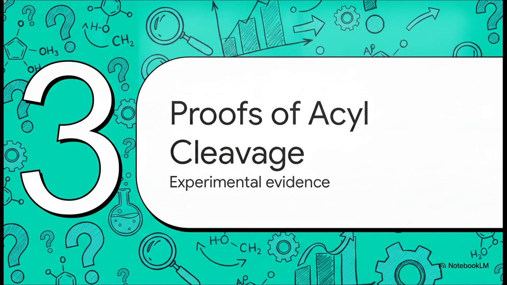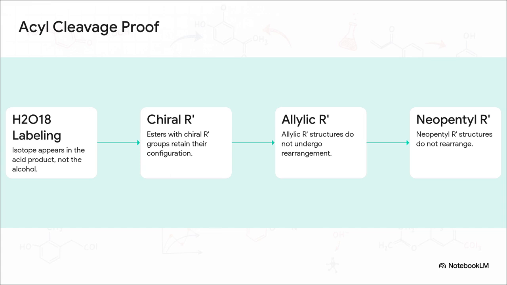Which brings us to Section 3, proofs of acyl cleavage. You should always be asking, wait, how do we actually know that? Let's look at the experimental evidence. The evidence here is honestly airtight. First off, if you run the reaction with heavy oxygen-18 water, that isotopic label shows up exclusively in the acid product, not the alcohol. That definitively proves the OR prime bond stays totally intact.